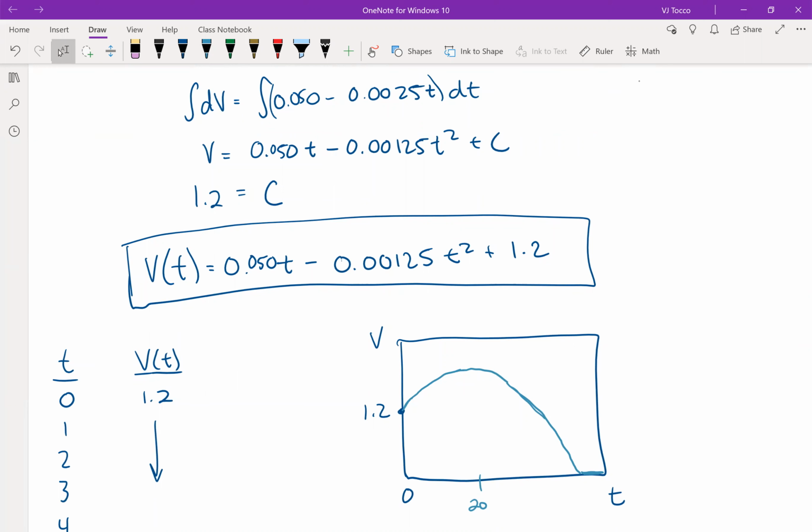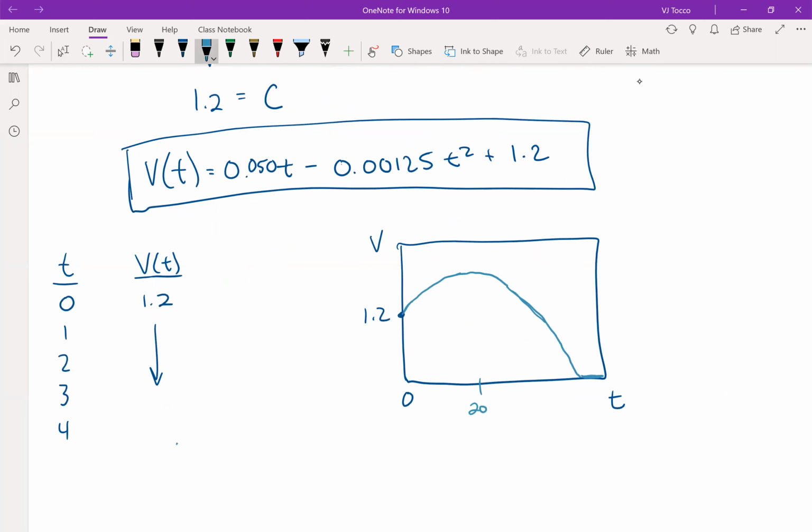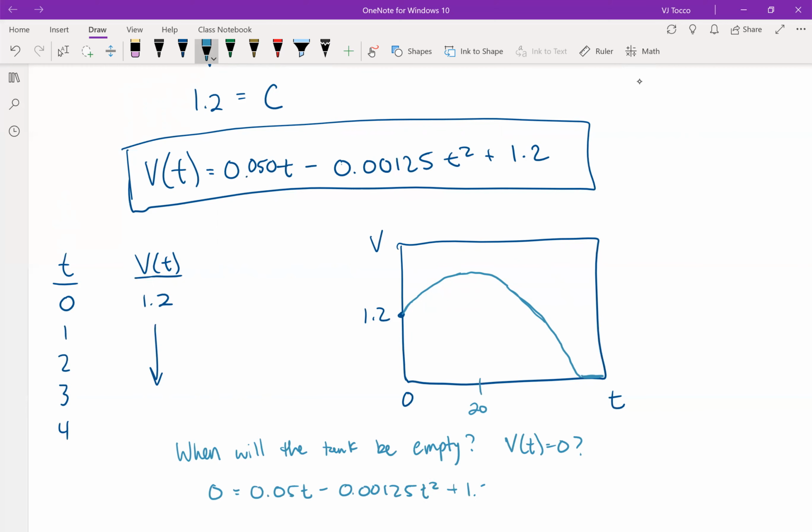You could also calculate at what time that occurs. That's another useful thing to know. So when will the tank be empty? In order to answer that question, you have to answer the question, at what time will V of t be equal to 0? So you can take this equation that you've derived, 0 is equal to 0.05 t minus 0.00125 t squared plus 1.2. Solve for t; from the book, that's 57 seconds.